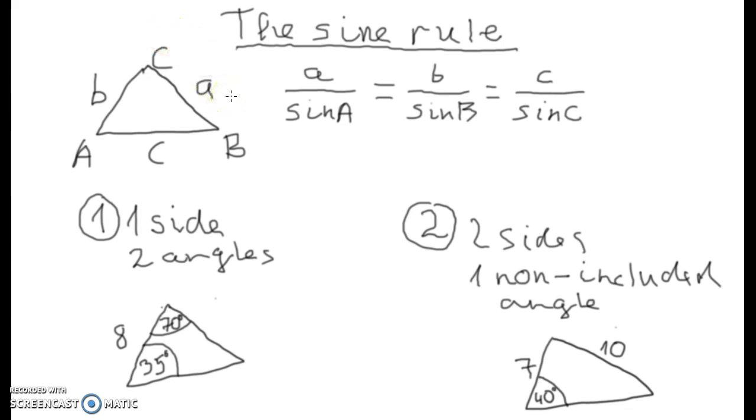We will use the sine rule in two different cases. Number one, when you have one side and two angles given, just like in the drawing below. Or, in case number two, when you have two sides and one non-included angle given. Non-included angle meaning that the angle that we have is not between the two sides, so 7 and 10 that we know.